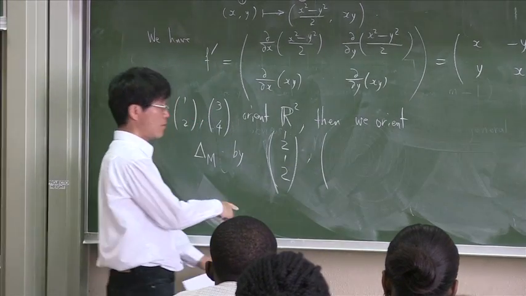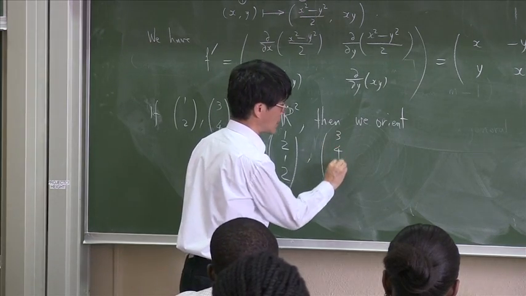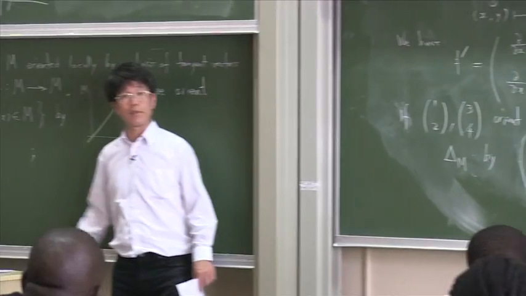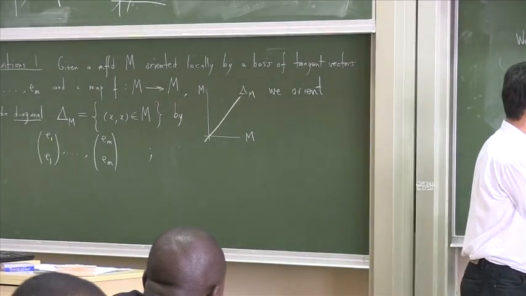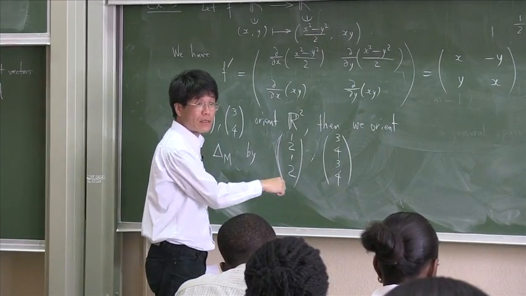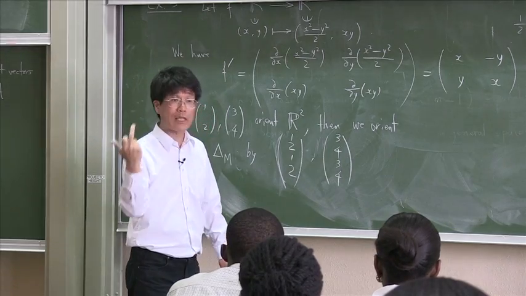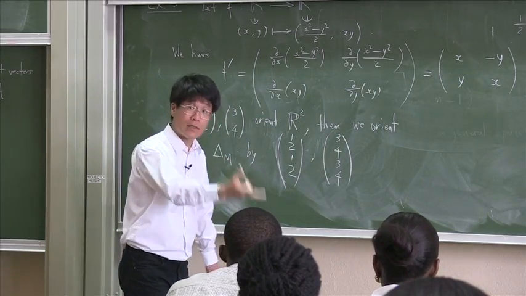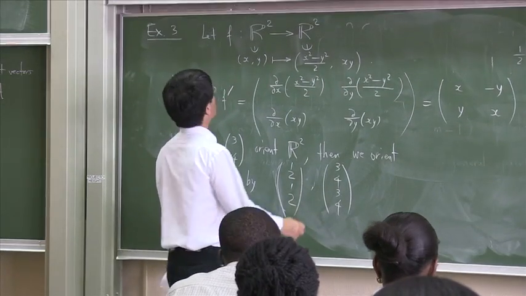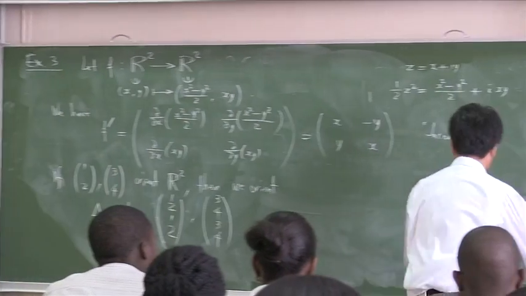3, 4, 3, 4, exactly. So that's what this means. Okay, so that's going to be the orientation. There are two vectors. This is two-dimensional, and that's the basis. So if you take another basis, you can decide whether the basis you have taken is positive or negative, the same orientation or the opposite orientation with respect to these. Okay. Next, what about the graph?